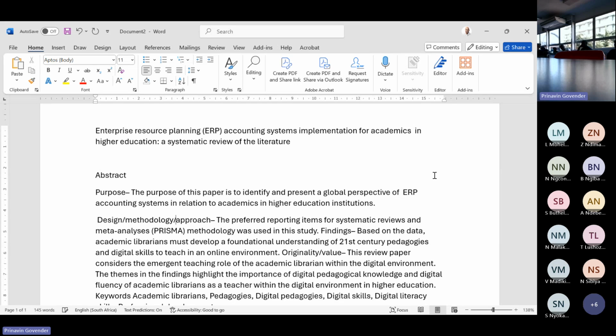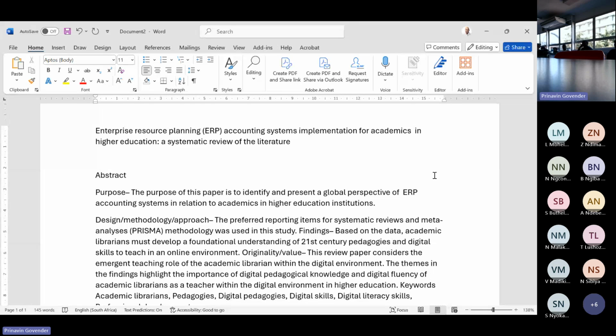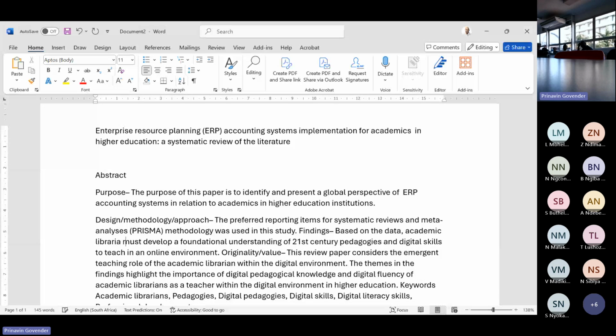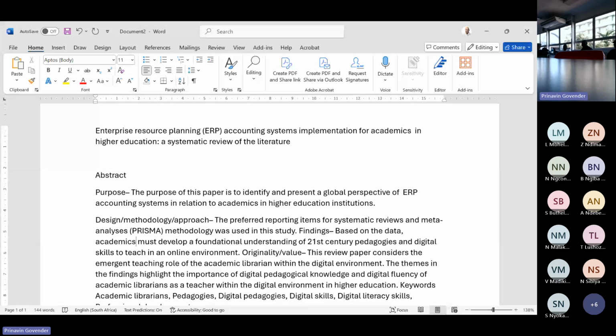Let's go and look at the design and approach, right? So the design, the preferred reporting items for systematic review and meta-analysis was used in the study. Prisma, we're all using Prisma, right? Findings based on the data, academic librarians must develop a foundation of the 21st century. Let's not talk about academic librarians. We're talking about academics. Academics must develop a foundational understanding of 21st century to teach in an online environment.